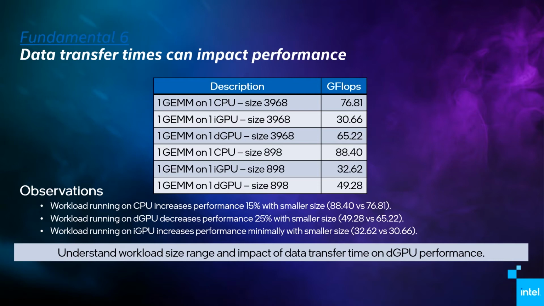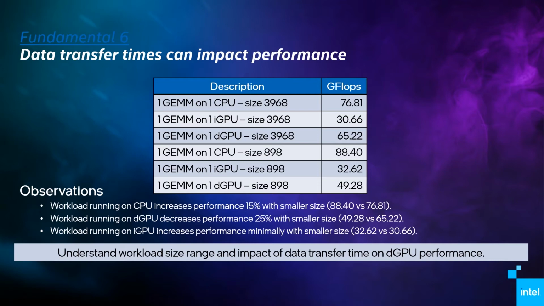To test the boundaries around that, I ran several GEMs and modified the size of the matrices of the matrix multiplication. The first size was 3968 by 3968. I did that one on the CPU, one on the integrated GPU, and one on the discrete GPU, and measured the gigaflops. You see that in the first 3 rows. I then reduced the size of the matrices to 898 and wanted to see what the performance difference was between the CPU, integrated GPU, and discrete GPU.